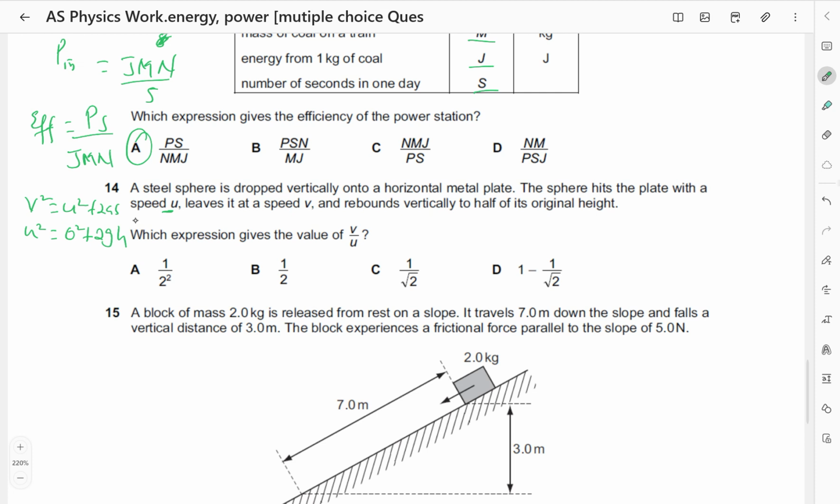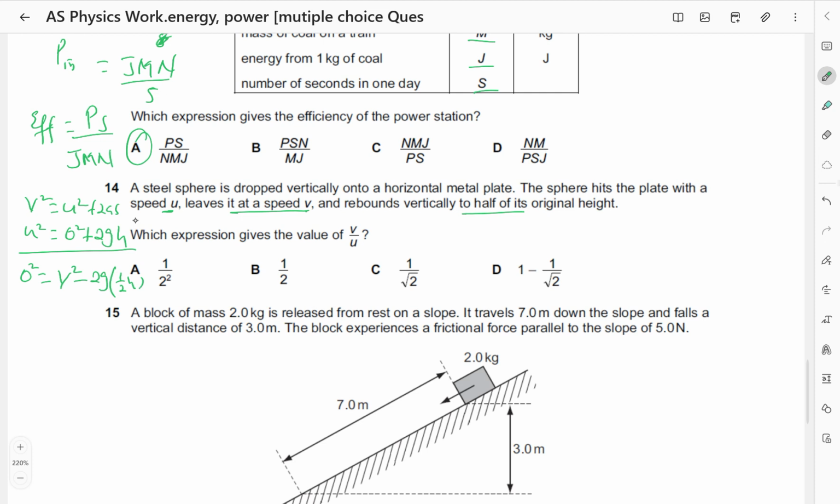The sphere hits the plate with a speed u and leaves it at a speed v. Now when it leaves with a speed v, the initial velocity is now v, and it rebounds vertically to half of its original height. Using equations of motion again, the initial velocity is v. When it reaches maximum height, the velocity becomes 0. So 0 squared is equal to v squared minus 2g, because it is moving against gravity, and the height it reaches is half of the original, so a half of h.